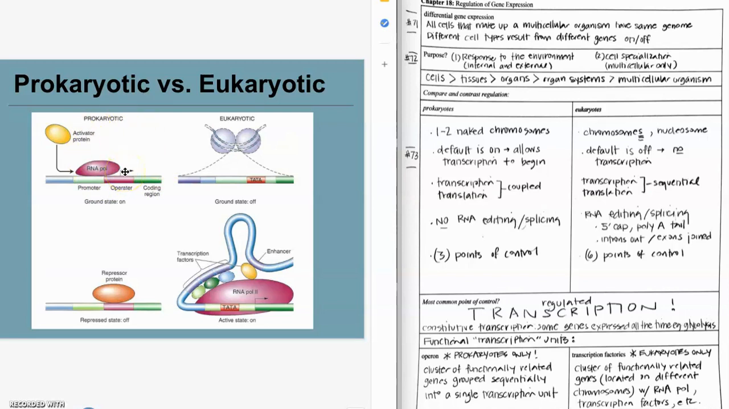Now, the only way to turn it off is if there's binding of what are called repressor proteins to this switch sequence right here that's called an operator. We're going to talk about it later, but just keep in mind that the default position, when there's nothing bound to the DNA, the plain DNA, is on, and that it gets turned off by the binding of proteins.